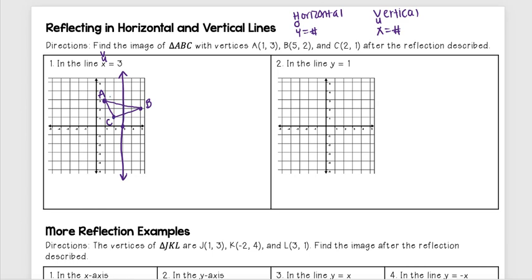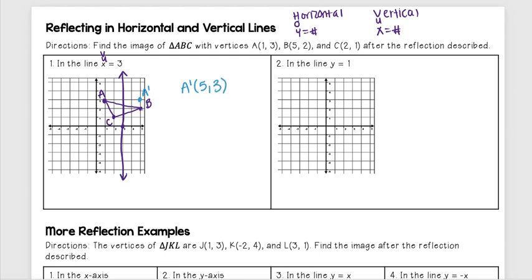And so to do that, I want to just start with A and I'm going to go from there. And so I see that A is 2 spaces away from my vertical line. And so to reflect it, I'm just going to go 2 spaces on the other side. And so I get that point. And I'm going to go ahead and write down what that point is. And that's at 5, 3.